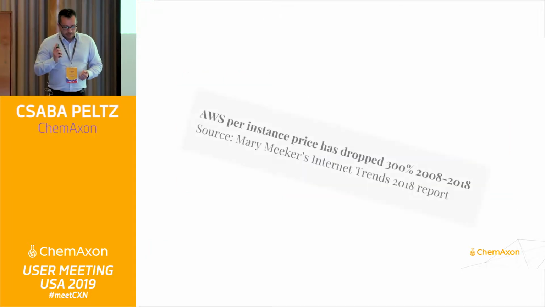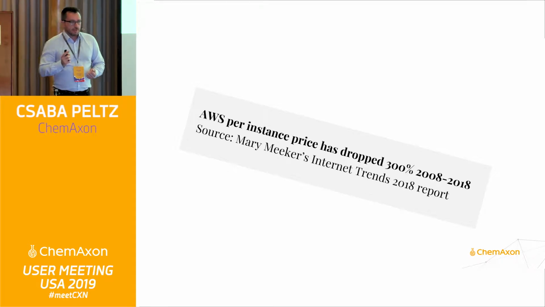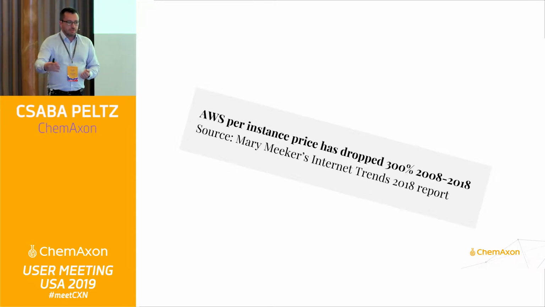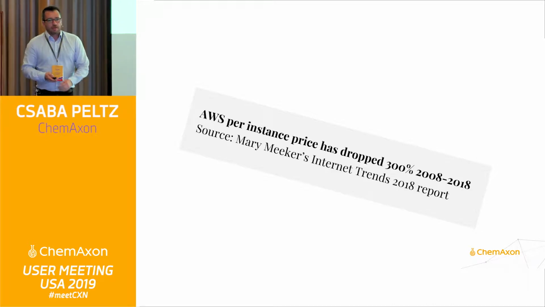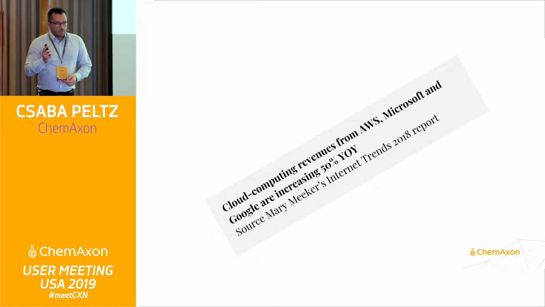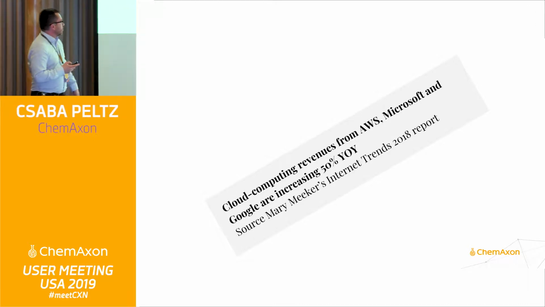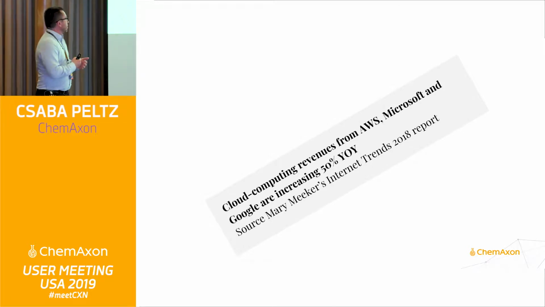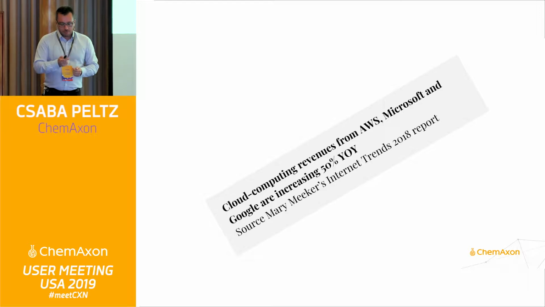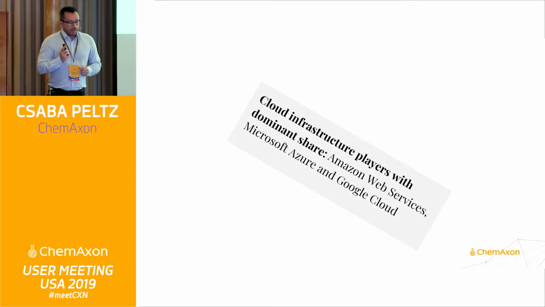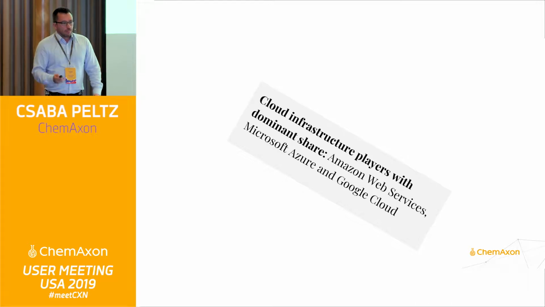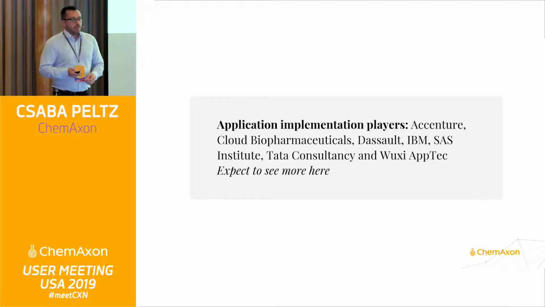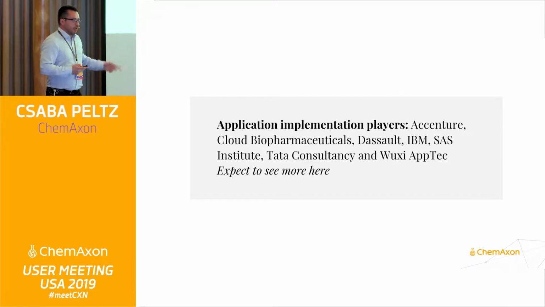And speaking of some facts, we need to admit that there are lots of factors that drive people towards the cloud. Like AWS prices decreased quite substantially in the previous 10 years. As a result, the cloud computing revenues of the infrastructure providers increased quite a bit, so they're happy to observe that, I guess. There are established cloud infrastructure players. We don't have to really think about that. They just exist, and we can use them. And there are many application implementation players as well, and hopefully ChemAxon will be on that list pretty soon.